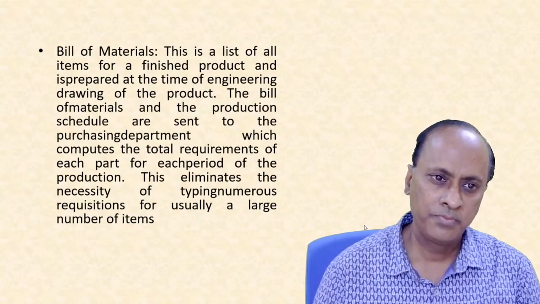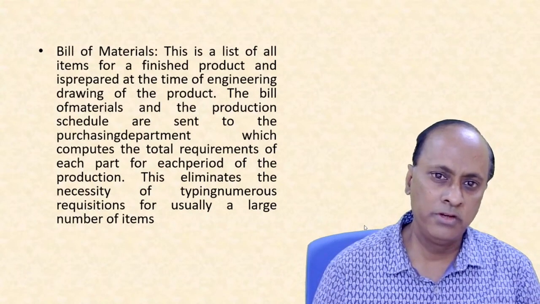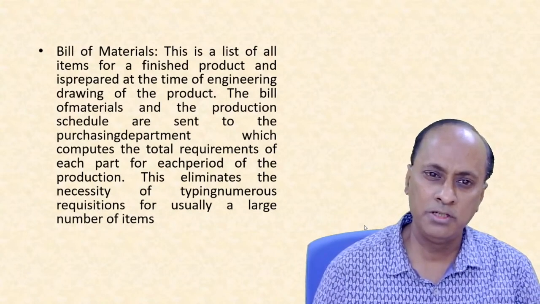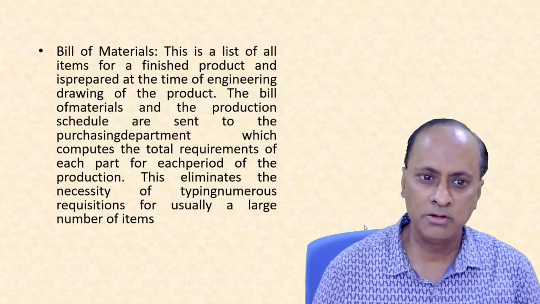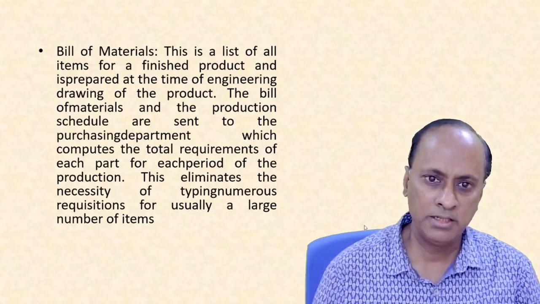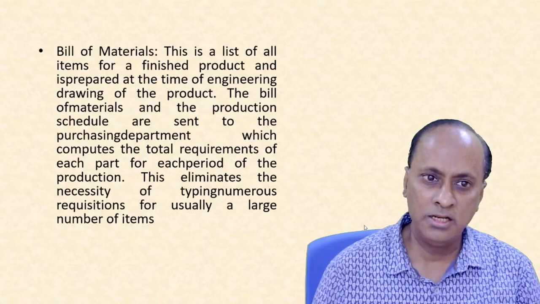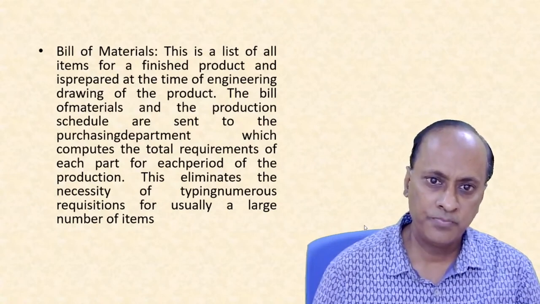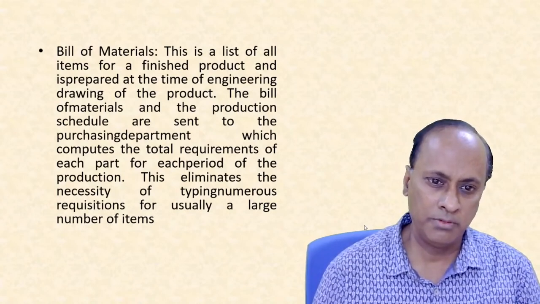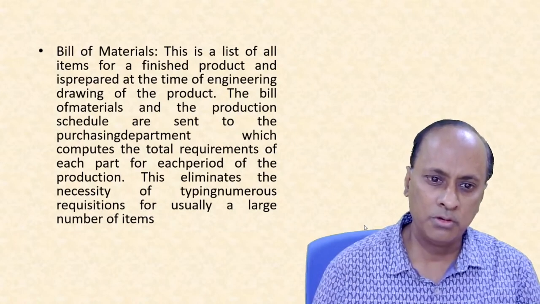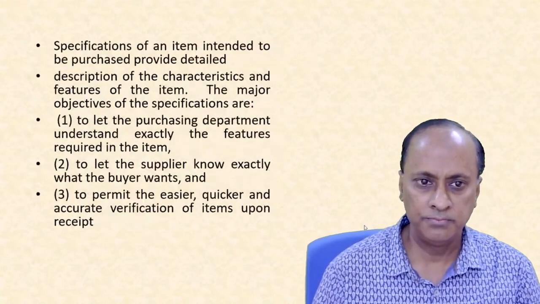So bills of materials is a list of all items for a finished product, and it is generally prepared at the time of engineering drawing. When you draw a drawing of a product, at that time it is prepared. The bills of material and the production schedules are sent to the purchasing department, which computes the total requirement. Accordingly, it can compute the total requirement of each product for the computing period.